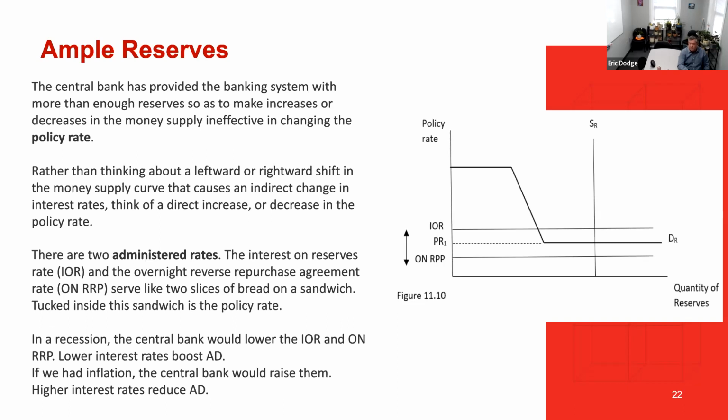Ample reserves means essentially that the central bank has injected so much money, so many reserves, that the supply curve has shifted far enough to the right that it is in that horizontal range. It is basically no longer able to influence interest rates by moving the supply curve left or right. What they're going to do is move those slices of bread up and down. So you can see my arrows on the vertical axis. If you can imagine those shifting up and down, it's going to move the policy rate, what I call PR1, up and down with it.